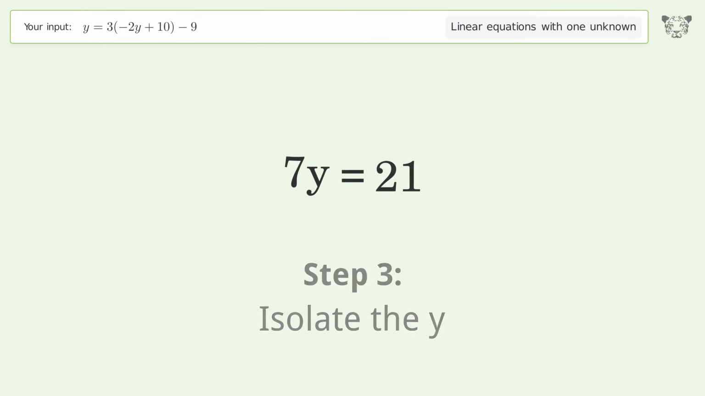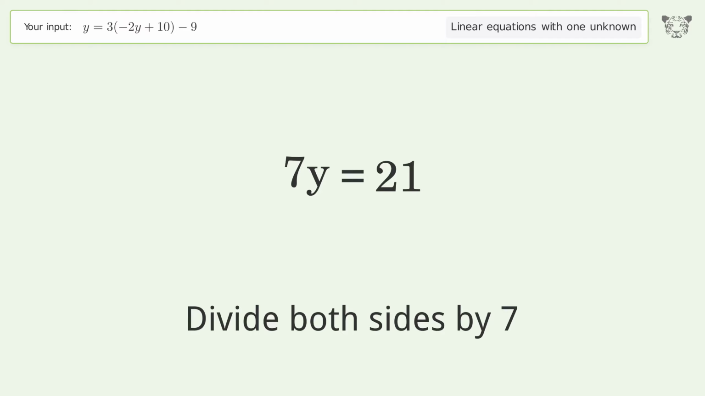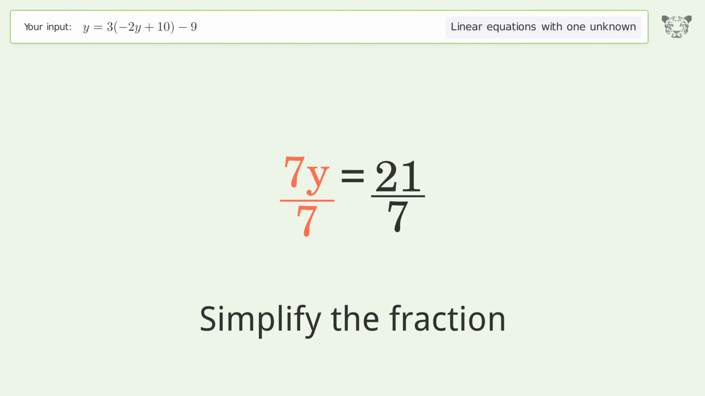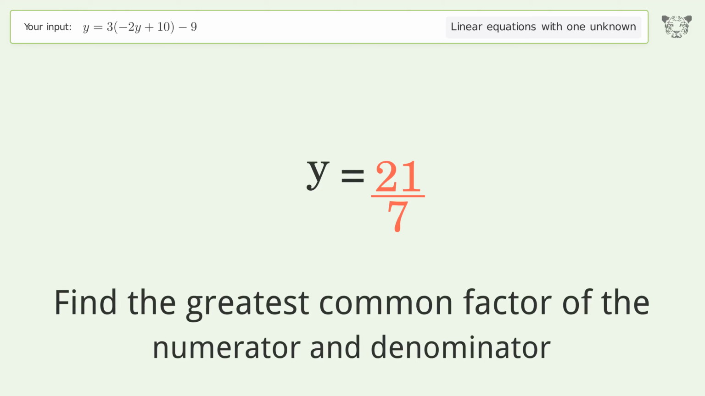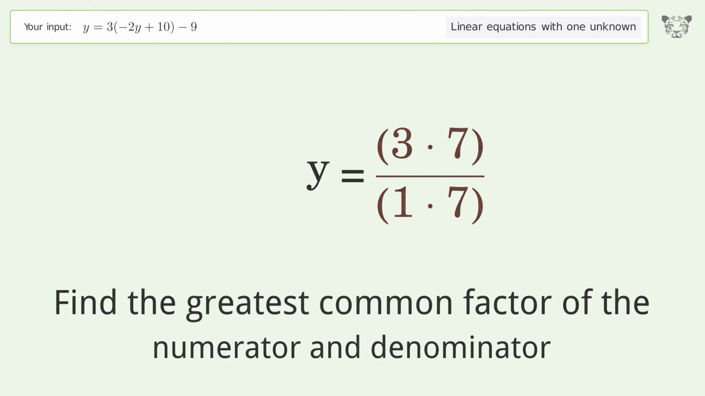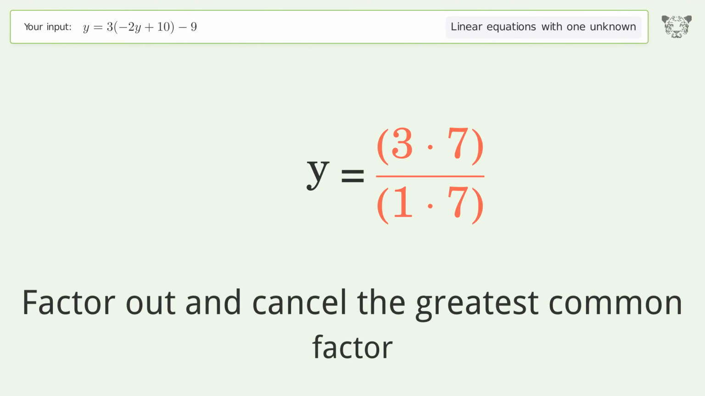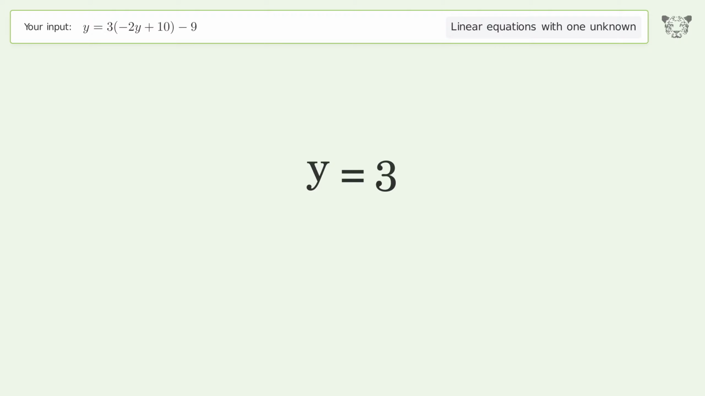Isolate the y. Divide both sides by 7. Simplify the fraction. Find the greatest common factor of the numerator and denominator. Factor out and cancel the greatest common factor. And so the final result is y equals 3.